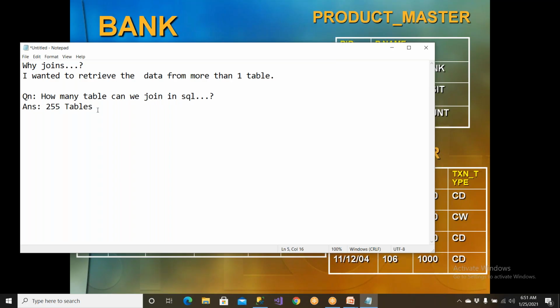Clear? And to join, definitely you need to have a common column. To join the tables, we must have a common column. Clear? To join the tables, we must have a common column.